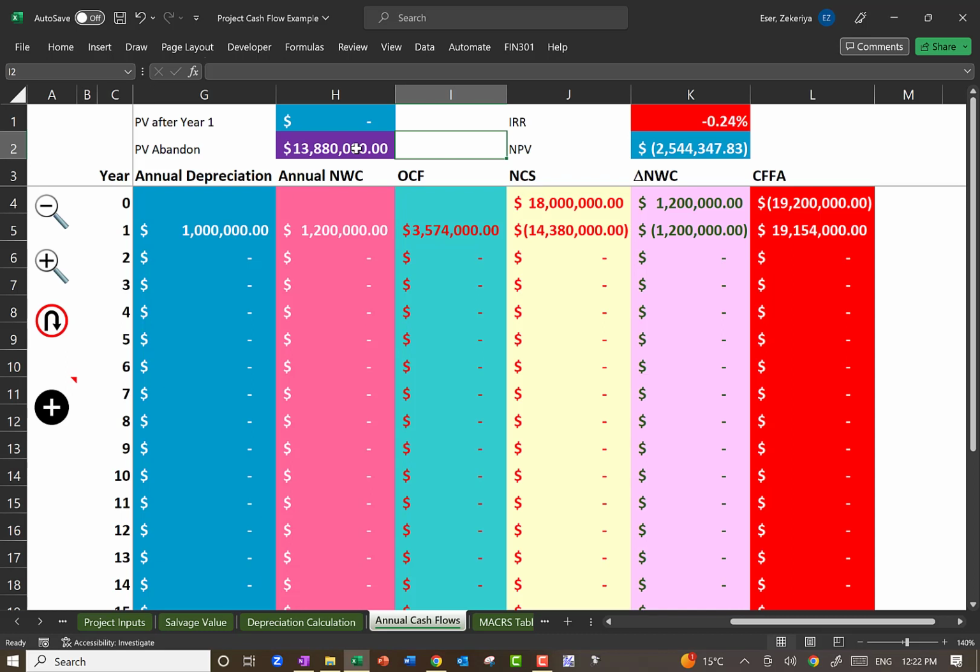Remember, when you abandon, you get the salvage. Oh, I forgot one thing. I also get all that net working capital back. I'm going to salvage the equipment. I'm going to return the land to the farm, and I'm going to get back all the net working capital. So abandoning this project at the end of year 1 is worth 15,080.